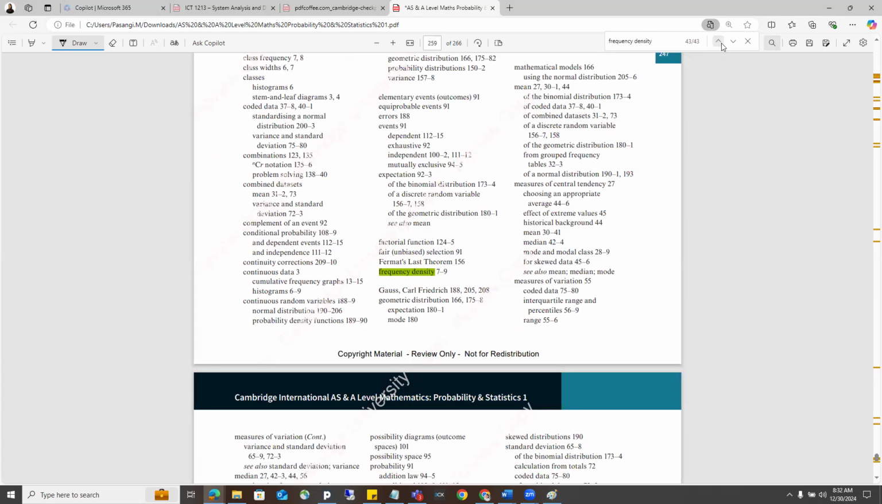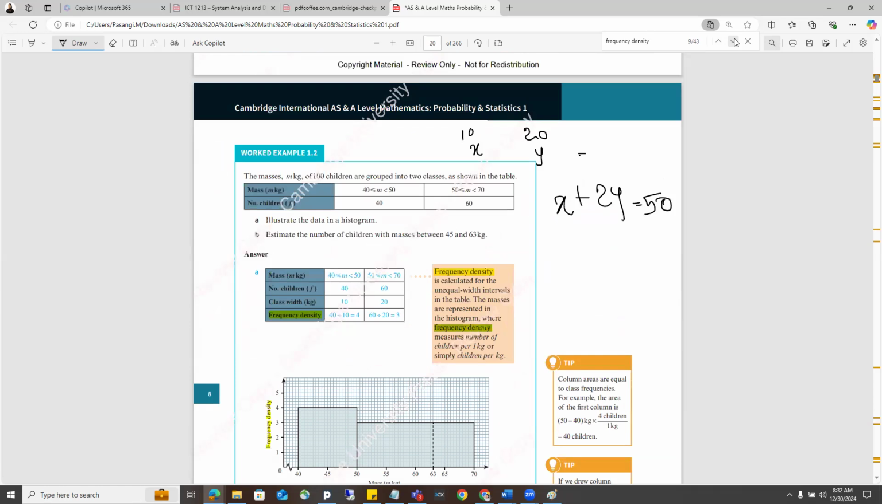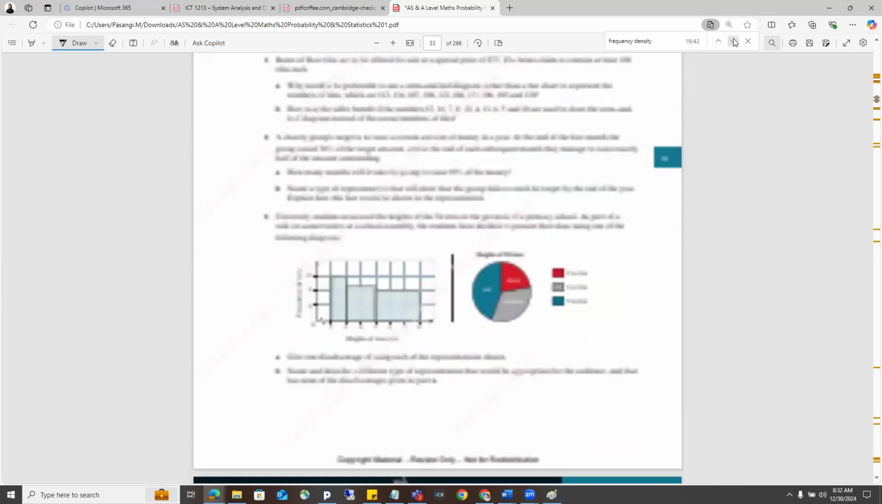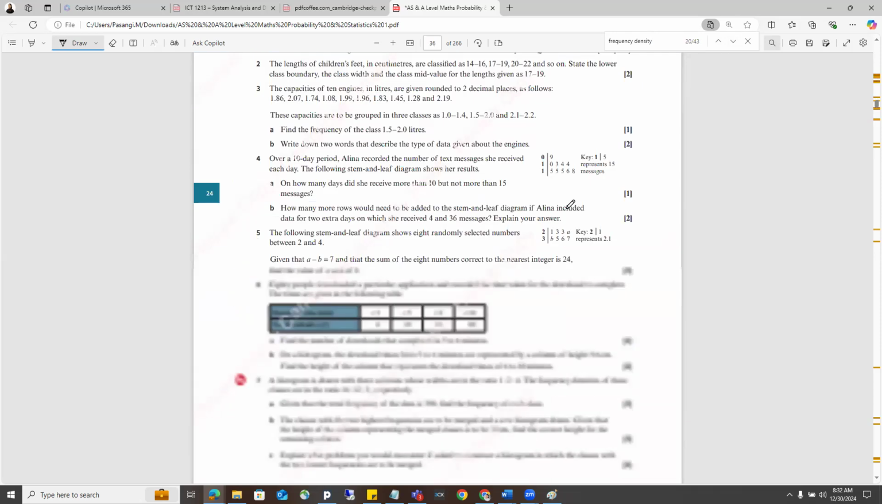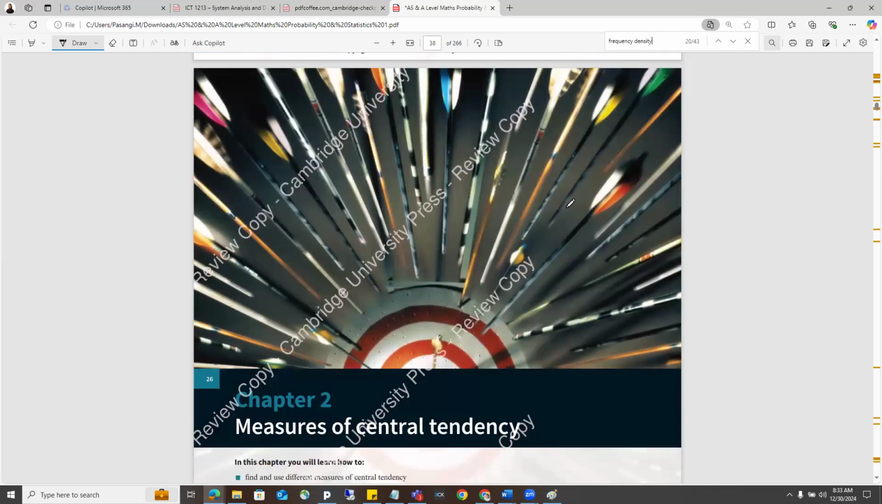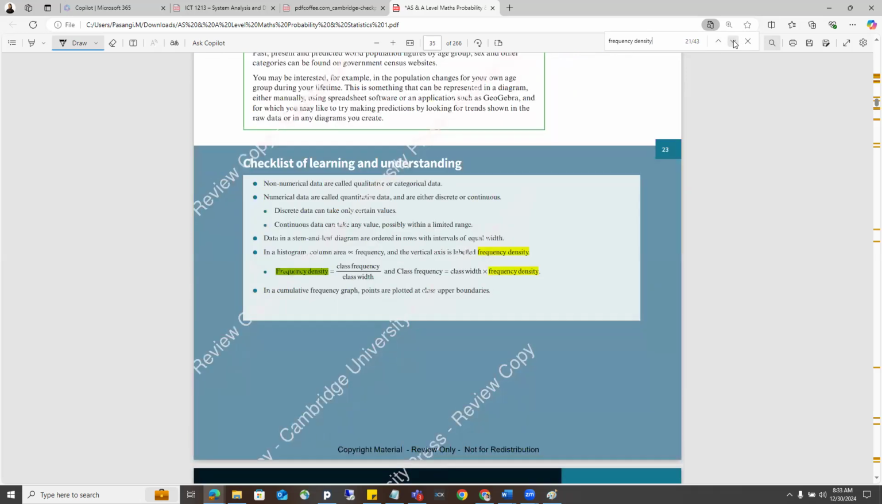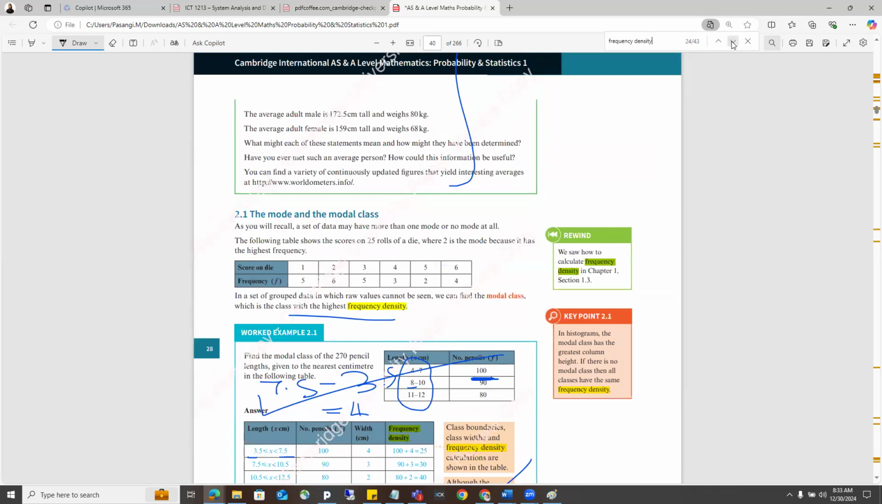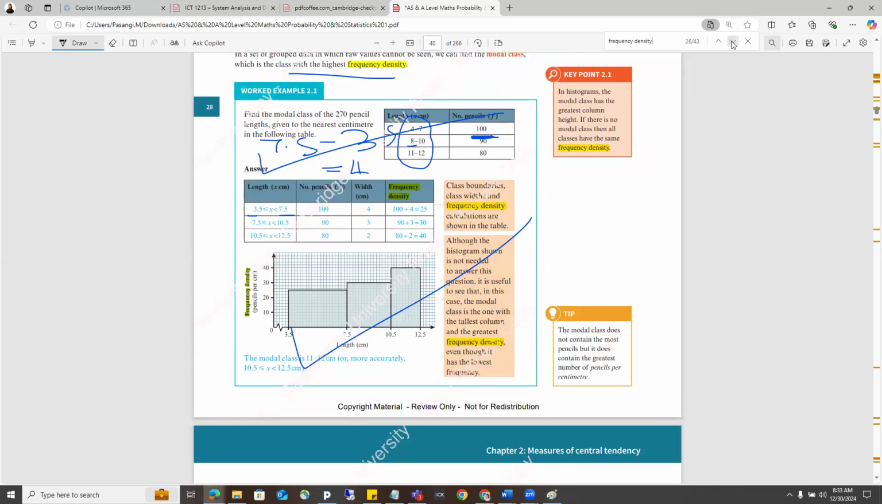Frequency density. Okay, that's it now. We do that one. We were in chapter 3, right? This part also we were done. This one also done. There was no frequency density word as I can remember.